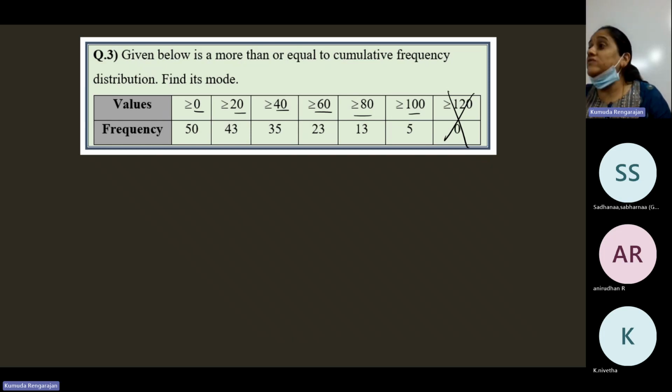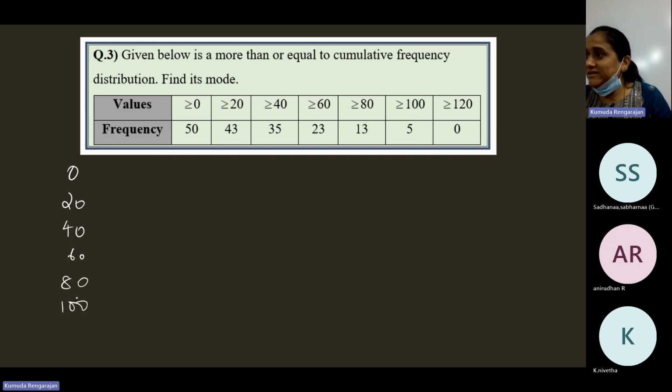So you will have to first prepare the frequency distribution. With this, you cannot find anything: mean, median, or mode. You need the frequency distribution, and for that, you need class intervals. These are more than values, so these will be the lower limits: 0, 20, 40, 60, 80, 100, no 120. Now fill the upper limits by yourself: 0 to 20, 20 to 40, 40 to 60, 80, 100, 120.